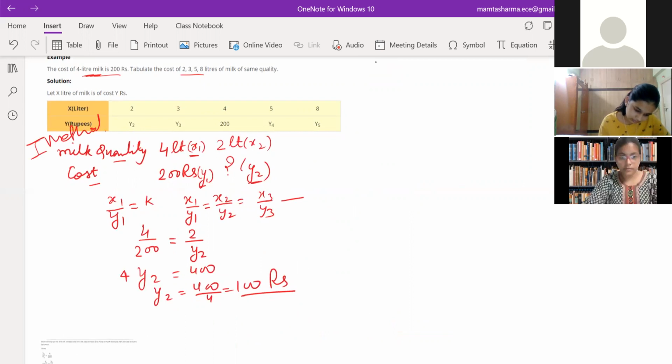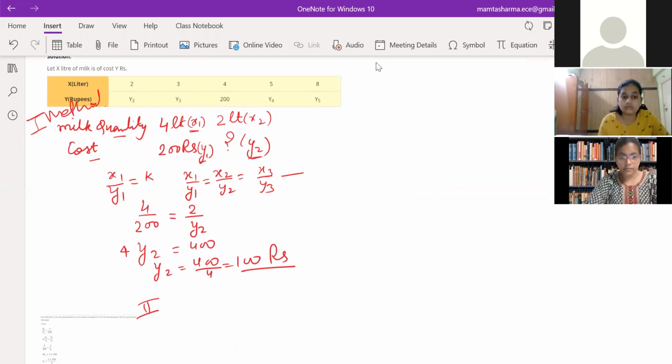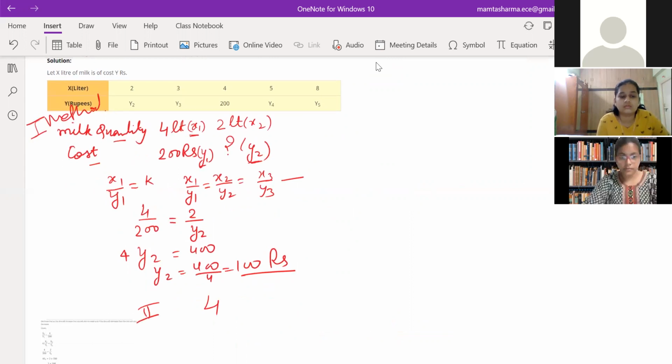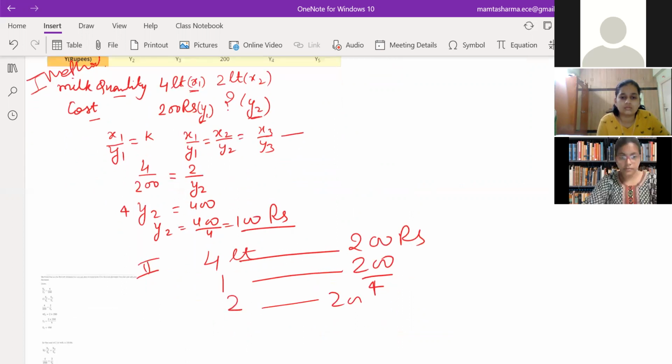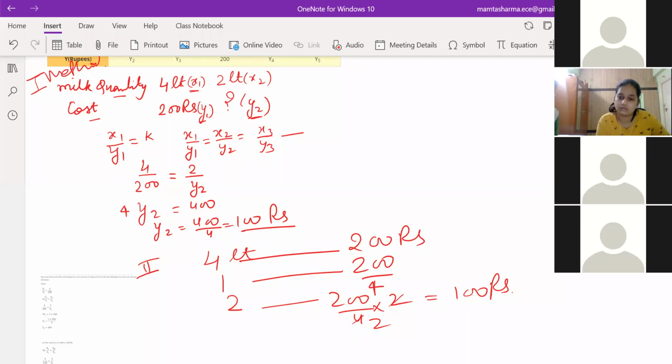Second method, the unitary method. If the cost of 4 liters is 200 rupees, the cost of 1 liter would be 200 by 4, and the cost of 2 liters would be 200 by 4 into 2. That's it. You will get 100 rupees. So which one is easier? Ma'am, x1 by y1 is easier, ma'am.